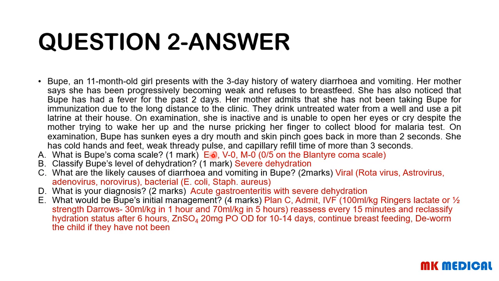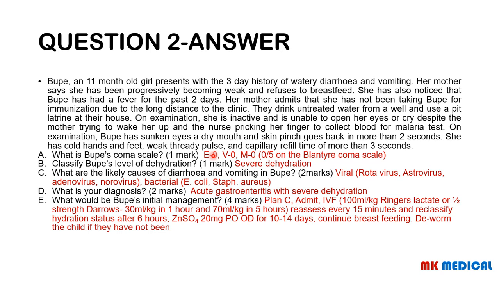Remember this child is less than 1 year, so you're going to be running the fluids over 6 hours. If they were greater than a year, you should have been running them over 3 hours. So you're going to be giving 100 mils per kg of the fluid. 30 mils per kg you're going to be giving in the first 1 hour, and 70 mils per kg in the next 5 hours. If they were older than 1 year, you would say 30 mils per kg in 30 minutes, then 70 mils per kg in 2 hours, 30 minutes.